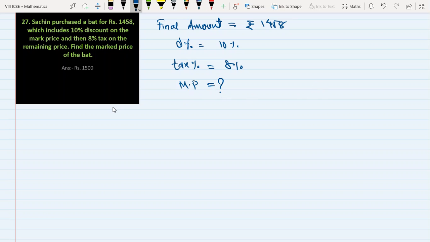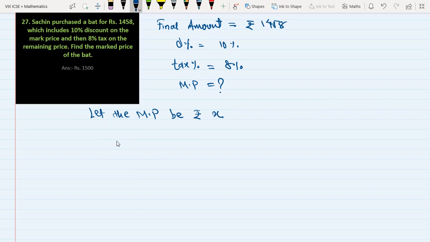The easiest method of doing this is to let the mark price be rupees X. X is always useful. Be friends with algebra. It will help you a lot. If you're relying on that 100 wala method, then you have to do the unitary method, and that is a waste of time. So the X method is always good, except some of the questions which I have told you earlier. That comparison, cheaper and costlier wala question, in that you have to take 100. But all the other questions are to be done by the X method. Okay. So let the mark price be rupees X.